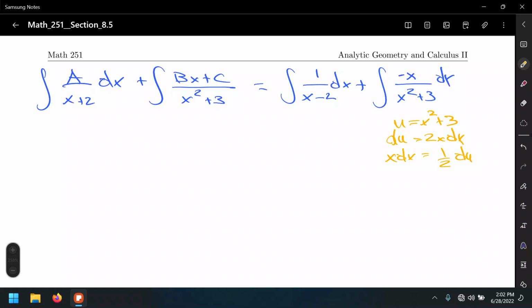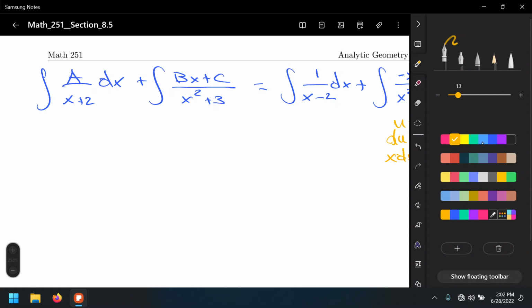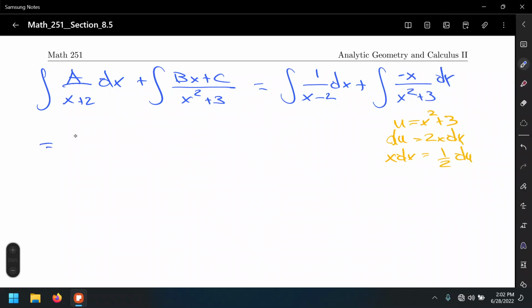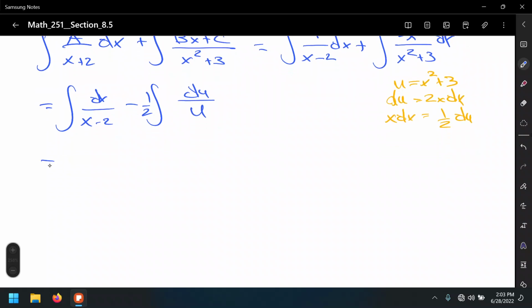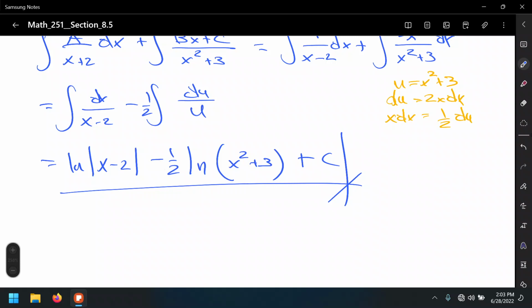All right, so I'm going to replace this. I'm going to subtract actually. The integral of 1 over x minus 2, and then minus the integral of du over u, with a 1/2 outside, and these are both ln's. ln of x minus 2, absolute value, but for the next one, notice the difference. We don't need absolute value bars because it's a quadratic. It's always positive. It's never going to output negative numbers, so we're fine.